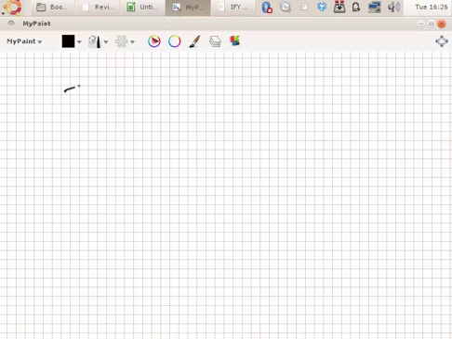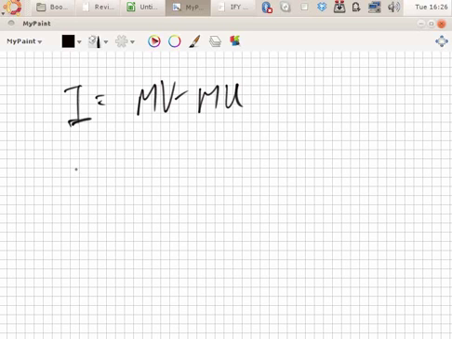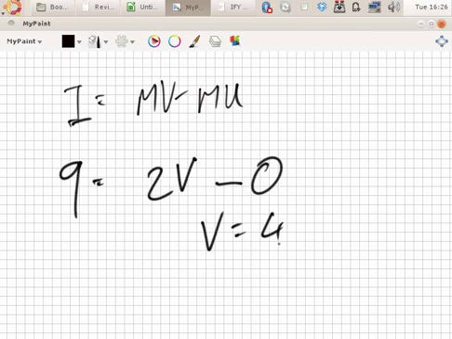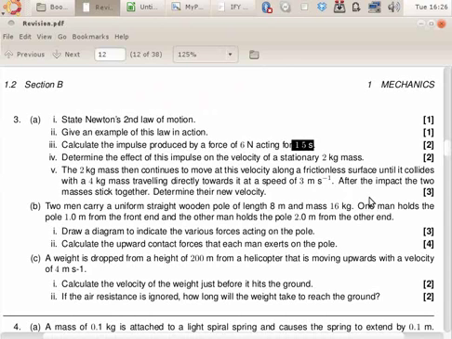Impulse is the change in momentum, so that's mv minus mu. We just worked out the impulse. What was it? 9. What's the m? 2. The v? We don't know. The u? 0. So v is 4.5 meters per second. The 2 kilogram mass continues until it collides with a 4 kilogram mass travelling directly towards it at a speed of 3. What are their velocities afterwards?